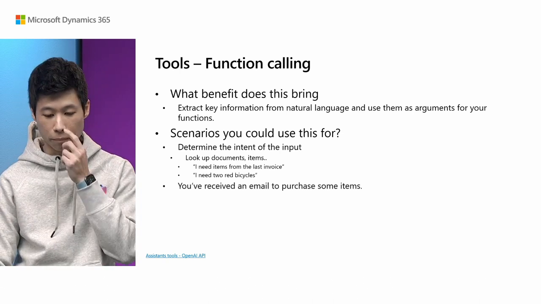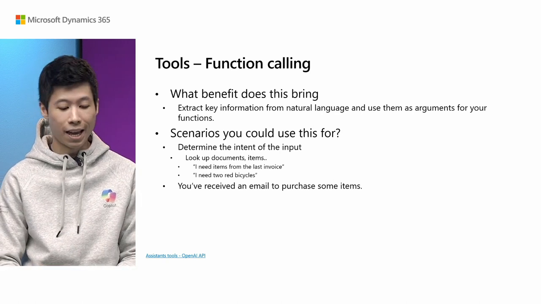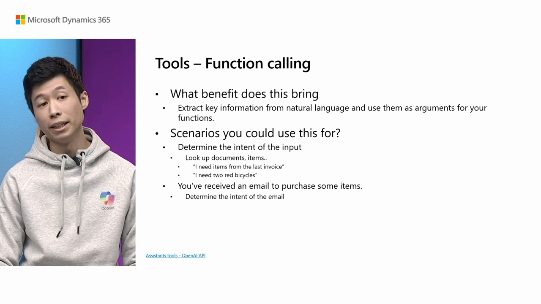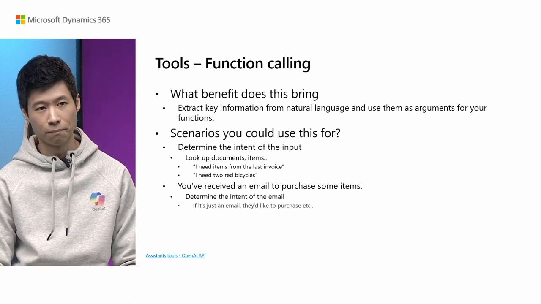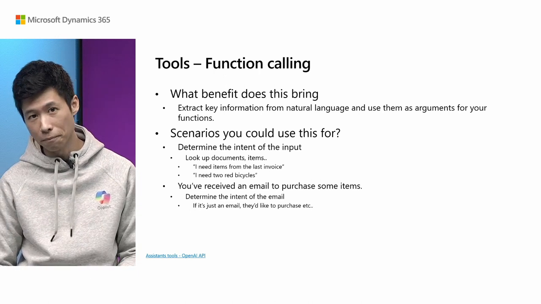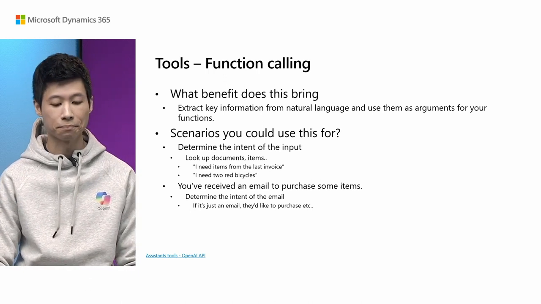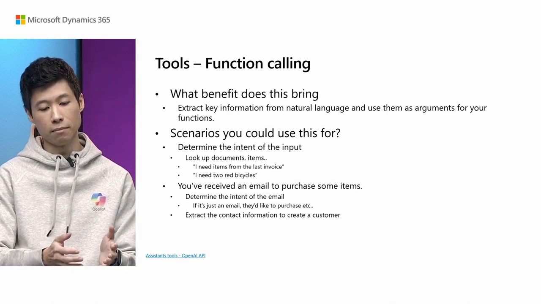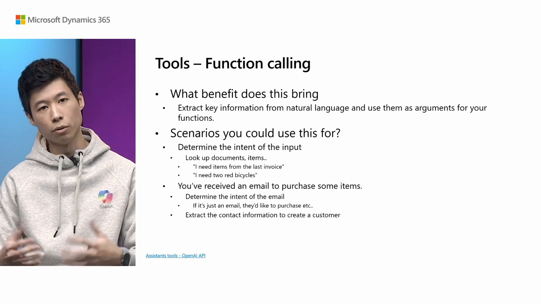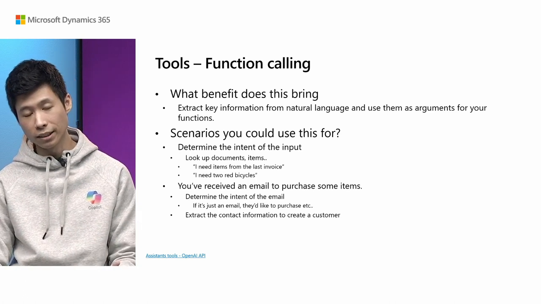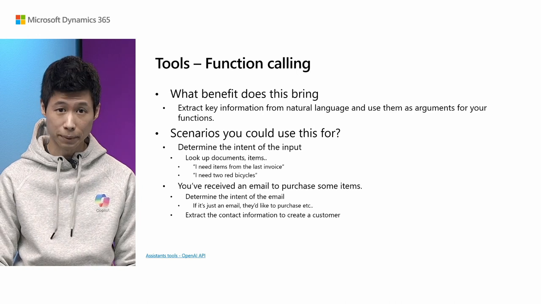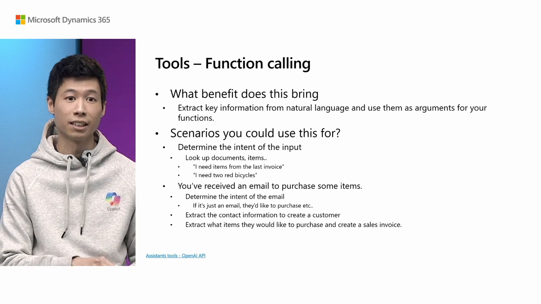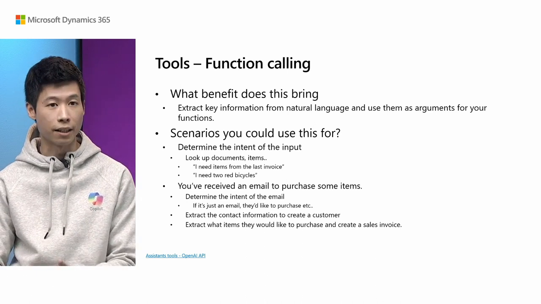A larger example would be you receive an email, and in this email, they would like to purchase some items. So firstly, you need to determine, okay, what's the intent of this email? Is it just a regular email, or would they like to purchase something? From there, once you've determined this is a purchase intent, have the model extract the content for creating a customer. And there, you can also extract the items that they would like to purchase and then create a sales invoice and send that along to them.